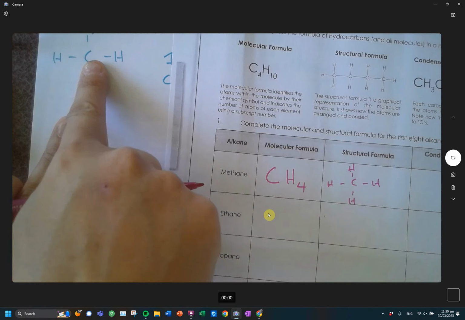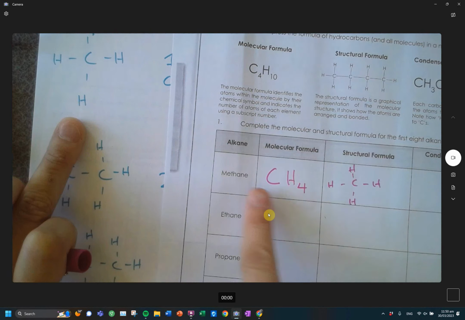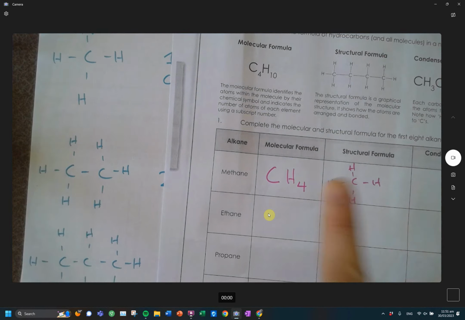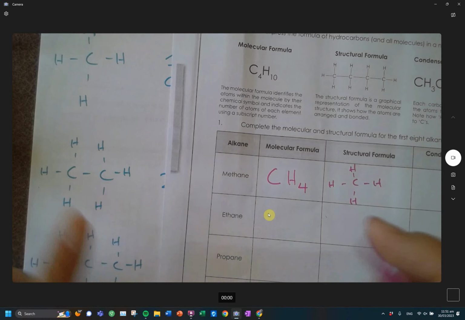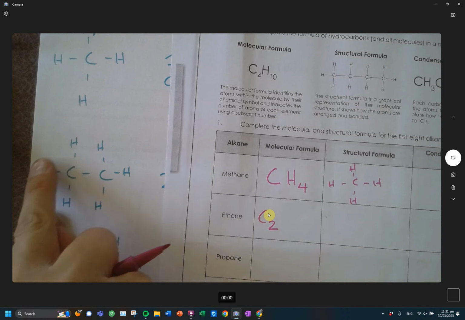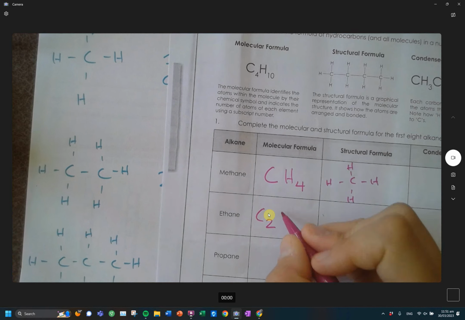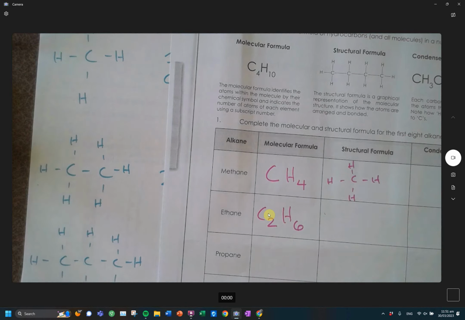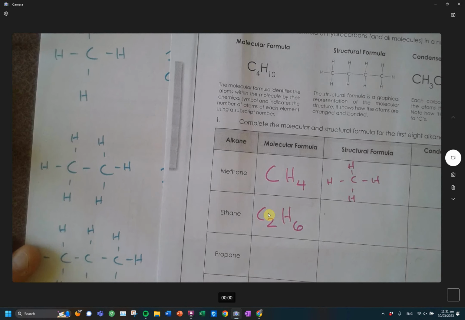Methane, 1 carbon, 1, 2, 3, 4 hydrogens. That's the molecular formula. So all I'm trying to do is just condense down the number of each element. So ethane, 2 carbons, and then when it comes to the hydrogens, 1, 2, 3, 4, 5, 6. Cool. So that's what molecular formula is referring to.